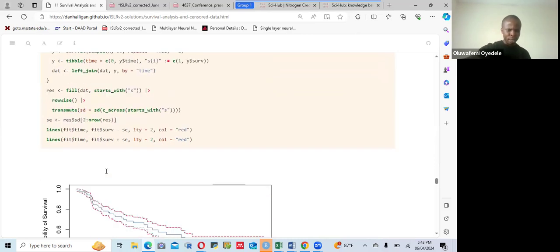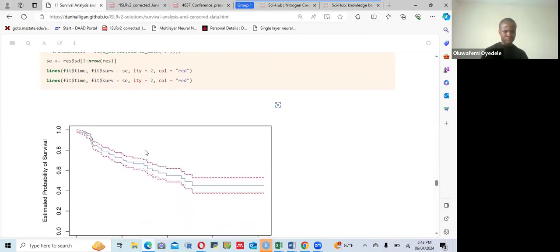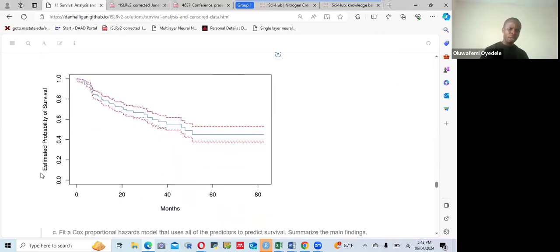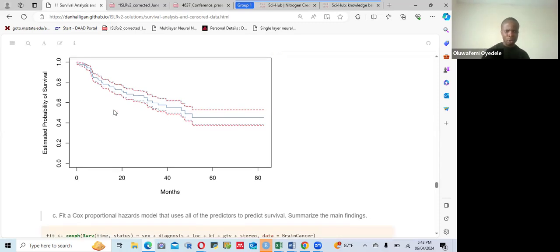We use a for loop here to fit the model, and finally they got the graph. They got the visualization here, which shows the estimated probability of survival, with months on the x-axis. We can see that over time the estimated probability starts at 100 percent and declines over time. But when we get here, it begins to stabilize.